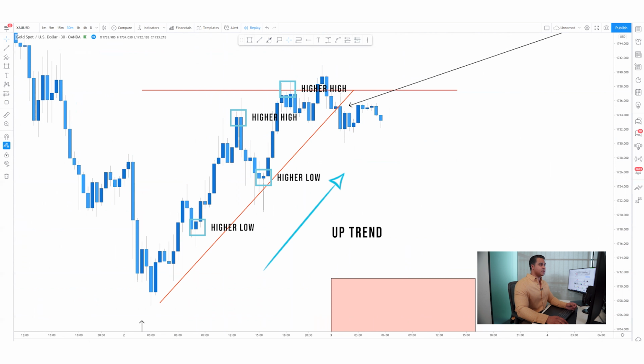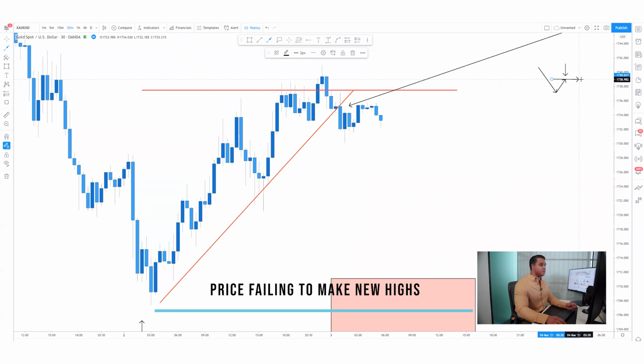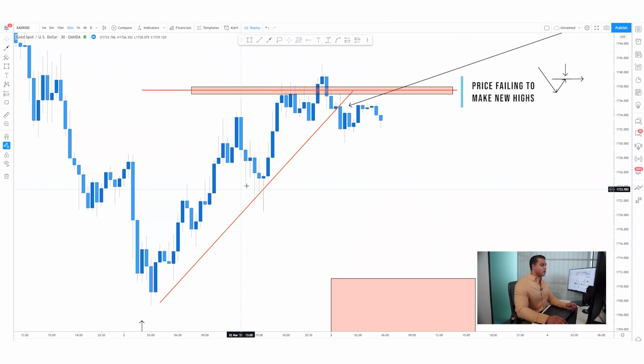The most important concept here when looking for a lower high on the 4H time frame was price failing to make new highs. So if you look at this information on the 30-minute time frame, you can see price is failing to make new highs. The behavior is no longer clearly identifying higher lows and higher highs. We can see more of a consolidation.